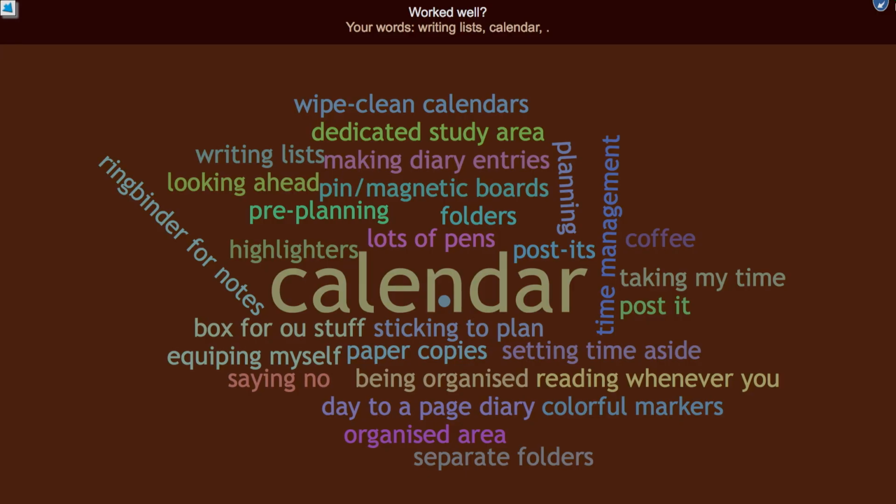Let's take a look though at what has worked for you, and then we're going to take a look a little bit later at what hasn't. So let's see what you had to say. So the calendar is coming up really big. Box for OU stuff, sticking to the plan, page-a-day diary, colour markers, separate folders.